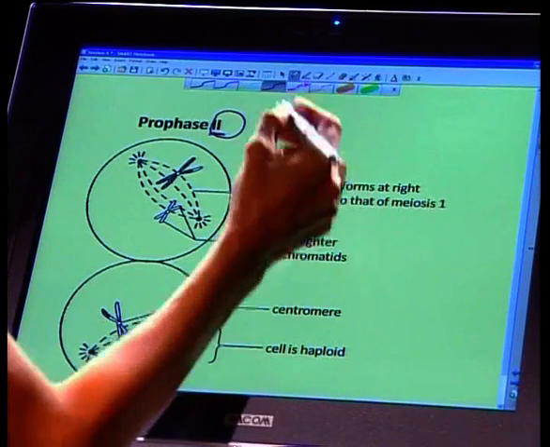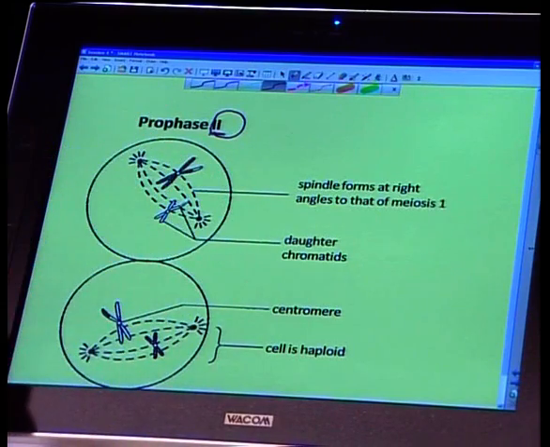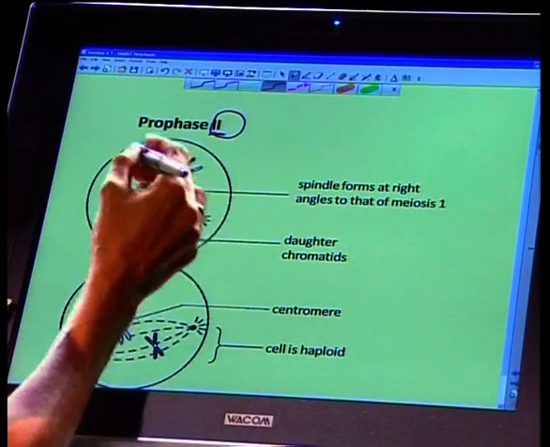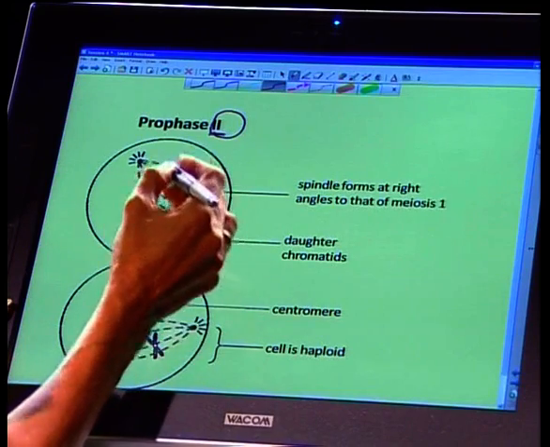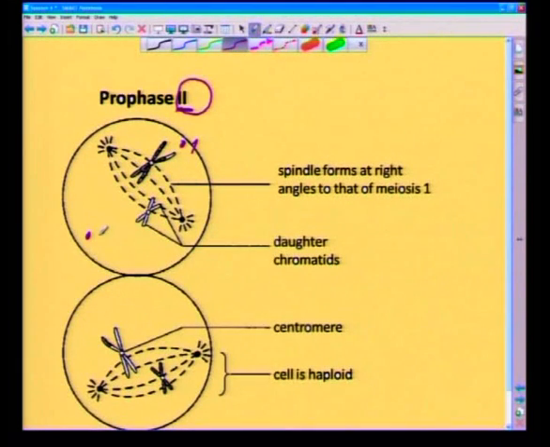So we look at our spindles. Okay, they form at right angles. So just after telophase has taken place, telophase 1, prophase 2 now starts. So we have the spindles form to the right, at right angles to that of meiosis 1. So if meiosis 1 was here, we now have meiosis 2 is at right angles. And there are our daughter chromatids, and they're very happy. Okay, here also remember the cell is haploid. Why? We have halved the chromosome number.